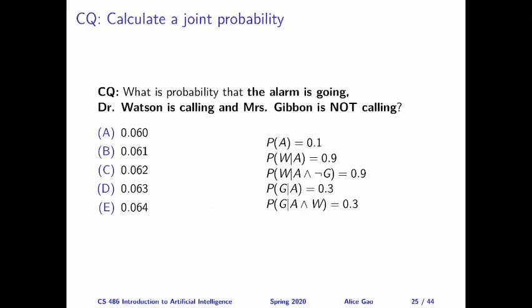For this first question, we want to calculate the probability that the alarm is going, Dr. Watson is calling, and Mrs. Gibbon is not calling. You can go back to the previous slide and look at the prior and conditional probabilities that I gave you, but to make all the information available right here, I picked out some of the probabilities that could be important for this question and put them on the slide. So for this question, the correct answer is 0.063. So we want to calculate the probability of A and W and not G. And it's 0.063.